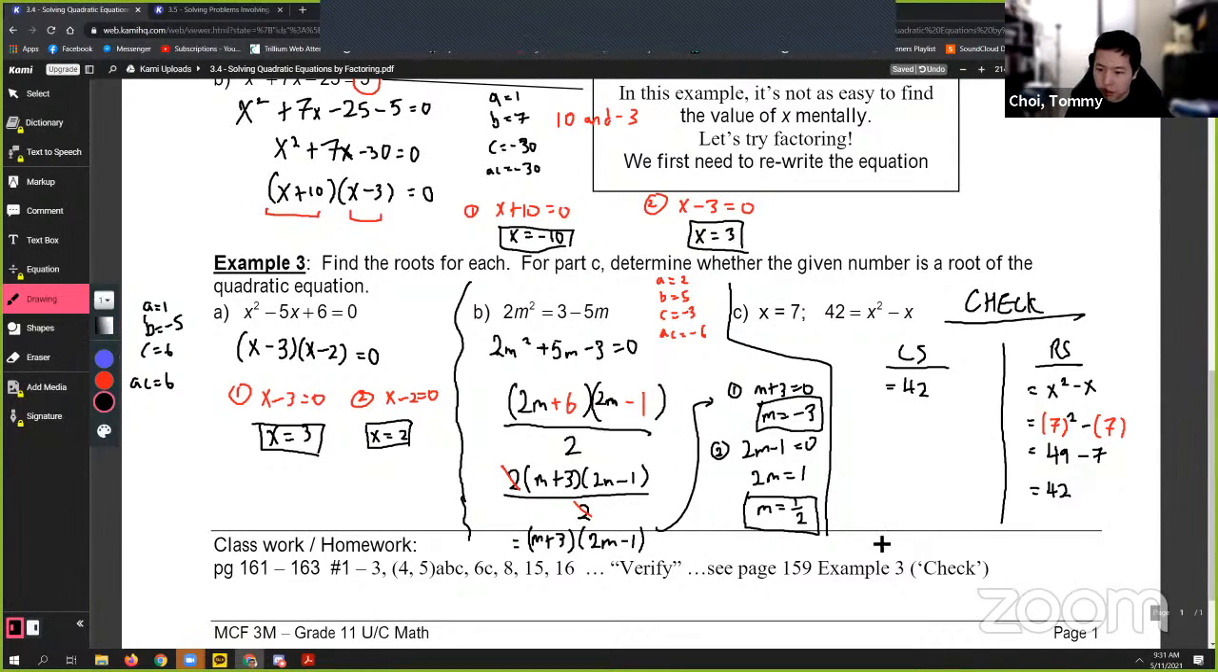So does left side equal right side? Yes. Left side equals right side. Therefore, x equals 7 is a root. If left side does not equal right side, then it is not a root. So as long as left side equals right side, we're good to go, and we can continue solving that. Okay?